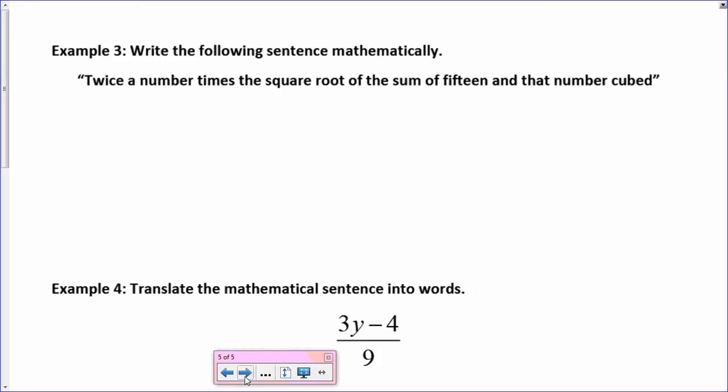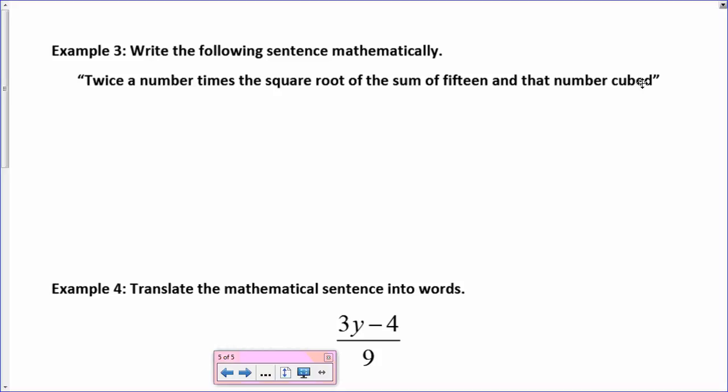And our last page. So we're going to go ahead and do a couple of examples. Write the following sentence mathematically. Twice a number times the square root of the sum of 15 and that number cubed. Okay. Whew. That's a lot. I'll tell you, it is a lot.